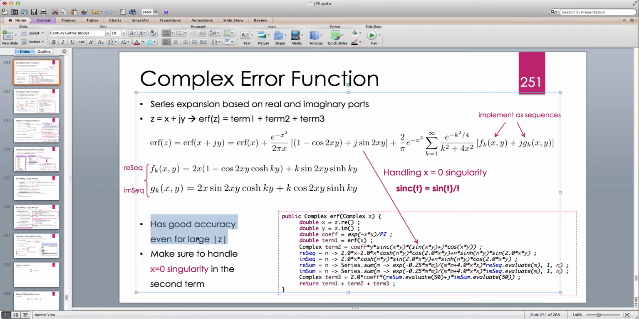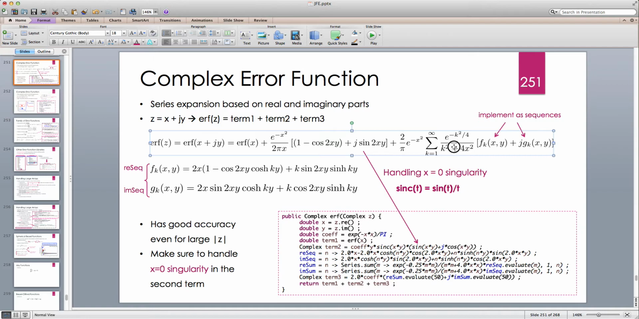And then one thing that you have to be careful about is the singularity at x equals 0, when x, the real part, is 0, for the second term. In this series, x squared is at the bottom, but there is k squared and k starts from 1, so there is no singularity here. But here we have an x in the denominator, and we have to make sure that we handle it when x becomes 0.